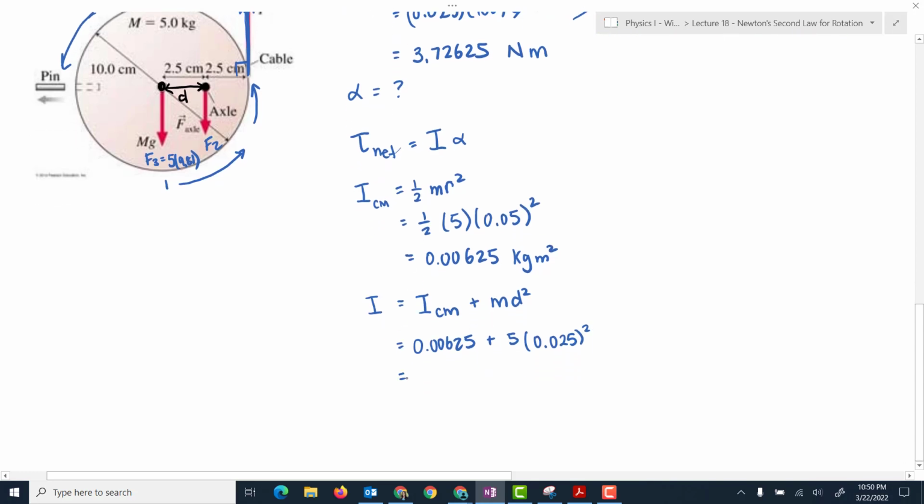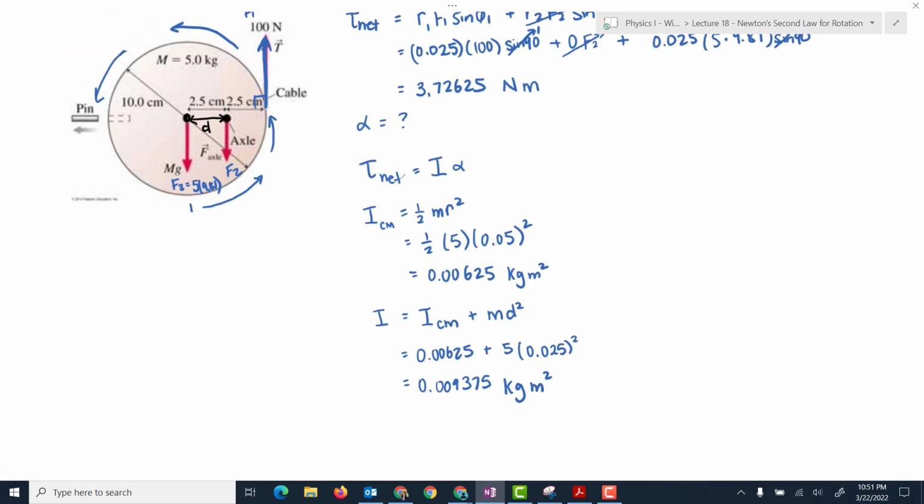Okay, so now I'm finding the moment of inertia about a different point that's not at the center of mass. So I'm typing this up: 0.00625 plus 5 times 0.025 squared. And I get 0.009375. And again, my units are still kilogram meter squared. So notice that my moment of inertia just went up. It used to be 0.006 and now it's 0.009. It just went up. And that's because the farther away your mass is from the axis of rotation, the bigger the moment of inertia is, because it's harder to rotate about that point.